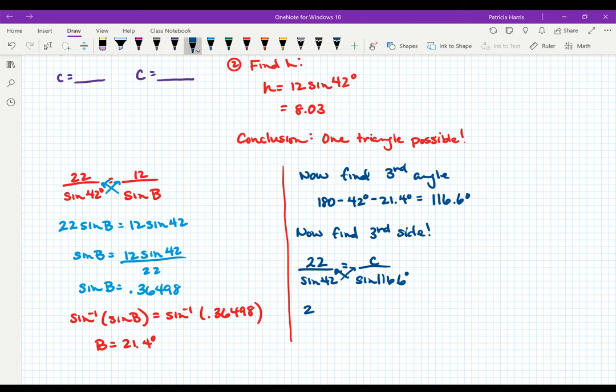Now with this one, we don't have to use sine inverse because we're not finding an angle, we're finding a side. Okay, so this is really challenging because you do have to keep track. Am I looking for a side? Am I looking for an angle? How many triangles do I have? So the law of sines looks like a simple thing. I mean, it's just a proportion. But it can get a little hairy, a little scary.